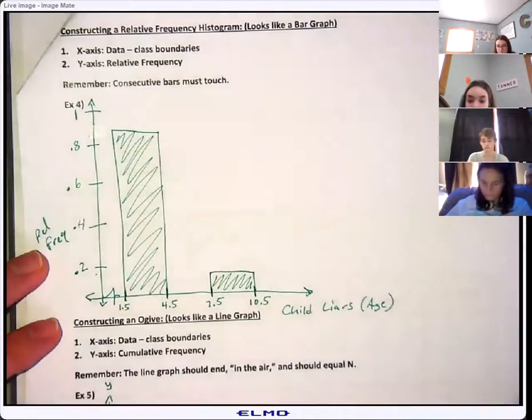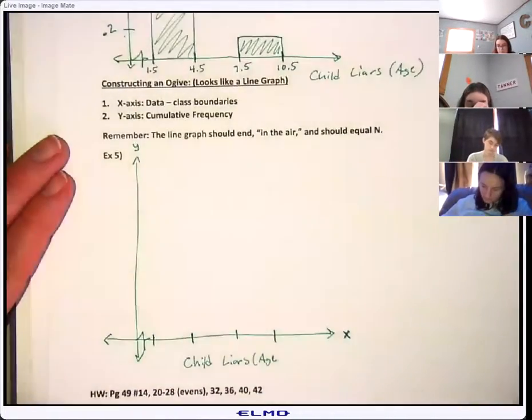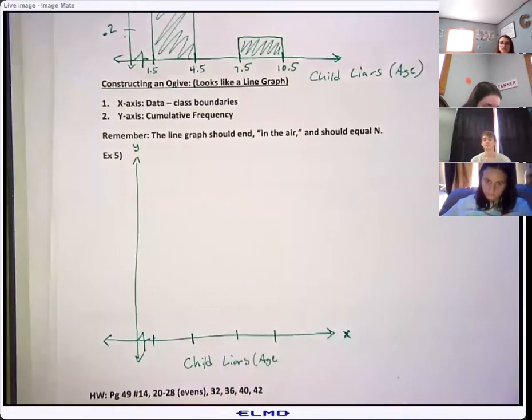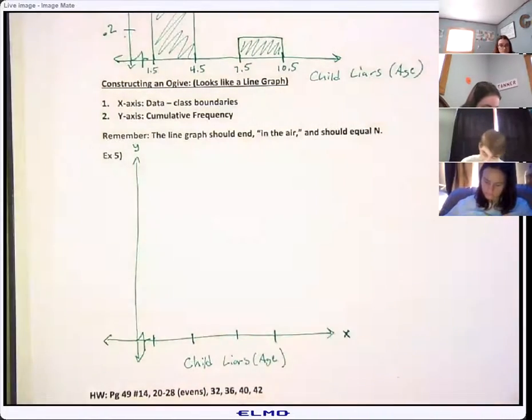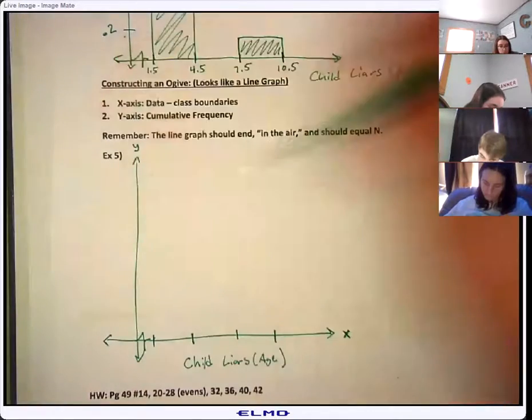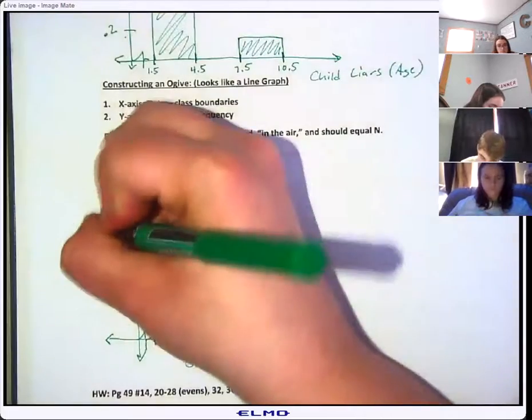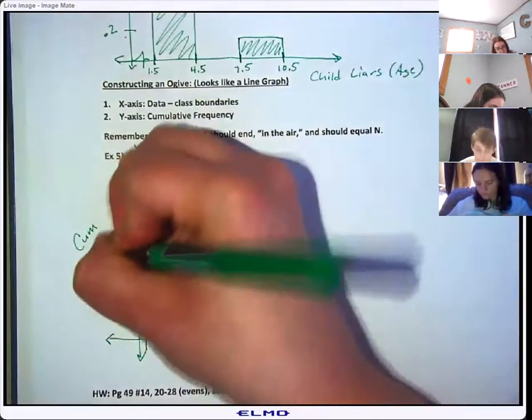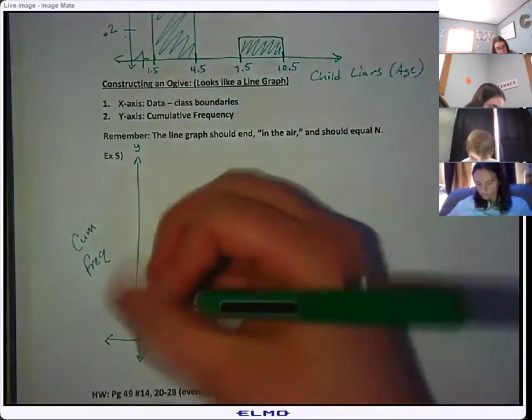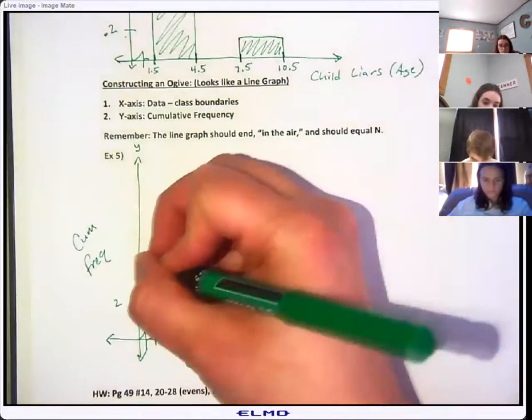How we doing, Caitlin? You look like you're still writing. I'm good. Okay. And the last one we're doing is an ogive. This one looks like a line graph. Anybody remember what this one's all about? An ogive. This one's cumulative frequency. Which means this one we definitely need to go up to 8.